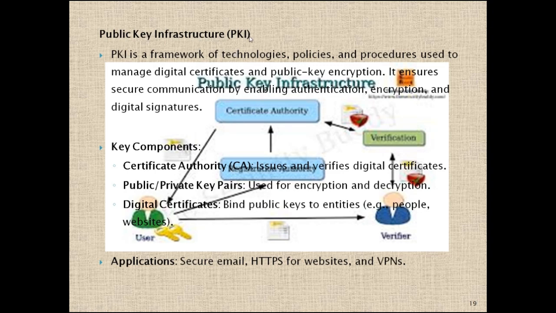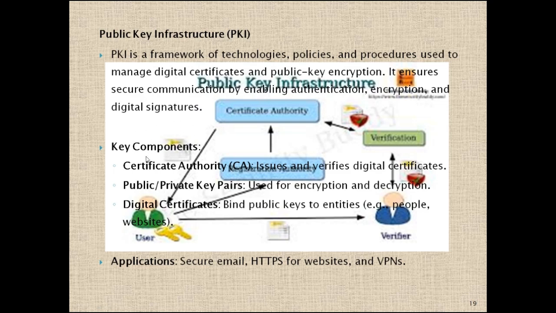Now, another term in cryptography or encryption you need to know is called the public key infrastructure, which is called the PKI, which is simply the infrastructure required for encryption and decryption. Now, PKI is a framework of technologies, policies, and procedures. You see, it's three things: technologies, policies, and procedures used to manage digital certificates and public key encryption. It ensures secure communication by enabling authentication. That is what the digital certificates do, along with encryption and digital signatures.